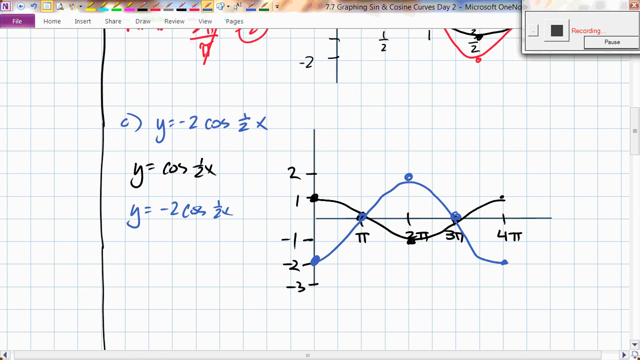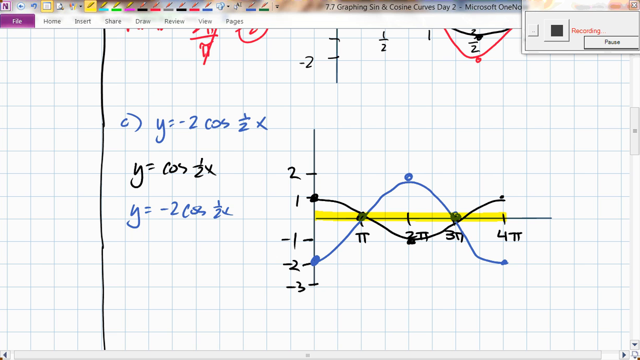Okay, so wherever you're at, take a look at mine. Since I had a negative 2, I had a reflection and an amplitude that's been extended out to 2 units. My period was 4 pi because I took 2 pi divided by half, and that gave me a distance for the period equal to 4 pi. So a full cycle takes a distance of 4 pi. So the end result is my blue graph.